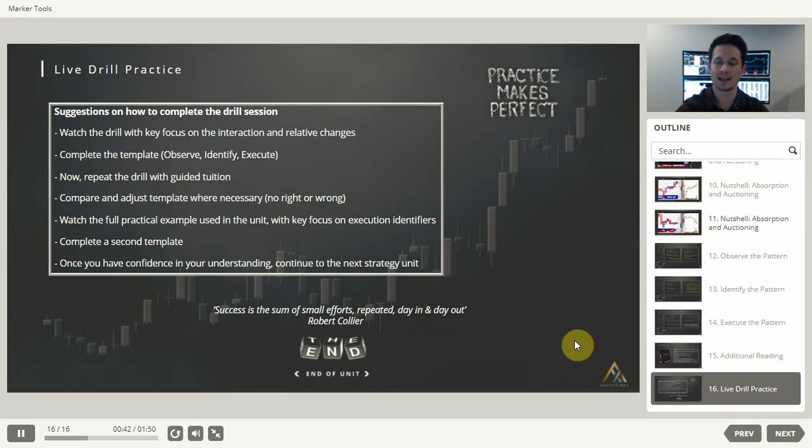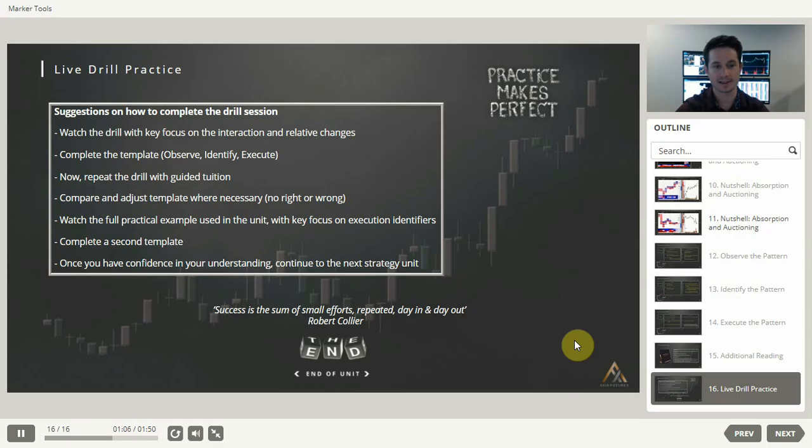The reason is that you're going to learn a lot more through your mistakes, but more importantly, you're also going to remember those mistakes a lot better, rather than going straight to the guided tuition. Once you've completed the template, go and watch it with the guided tuition. Compare and adjust your template, so make the necessary changes. Remember, there is no right or wrong. Add to your template where you might not have thought of something.